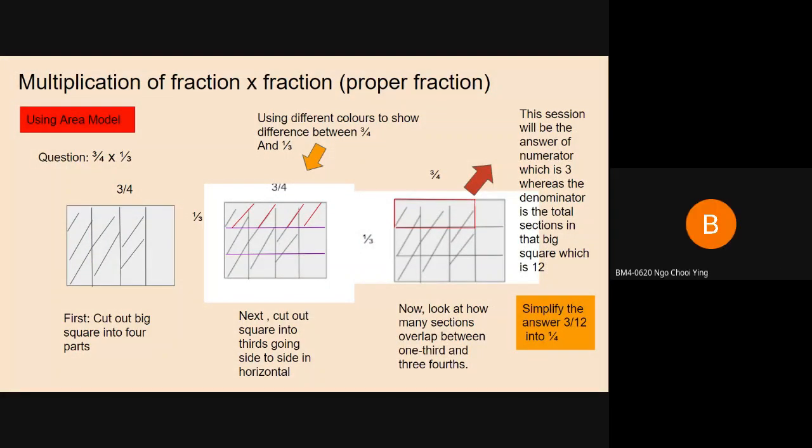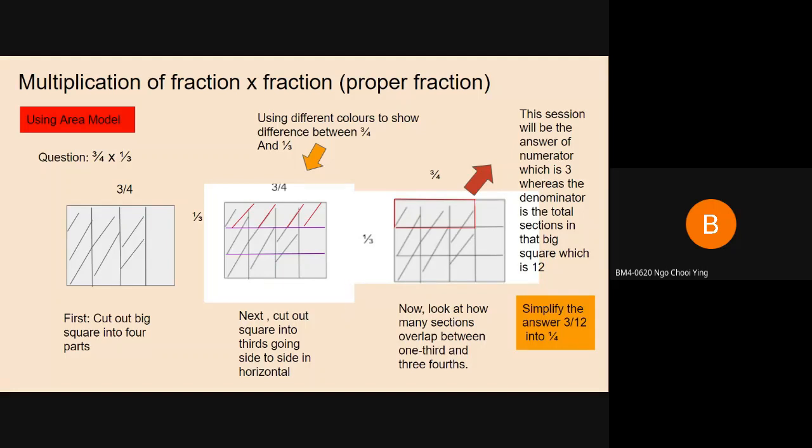Okay, now I will show how to multiply proper fractions by using an area model. The question is, what is the product of 3/4 and 1/3? First we cut a big square into 4 parts. Since the fraction is 3/4, we shade 3 parts in the column. Next we cut the square into thirds, going side to side horizontally, separating into 3 parts. I'm using different colors to show the difference between 3/4 and 1/3.